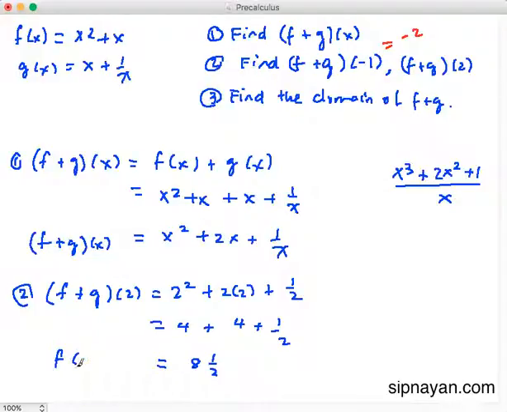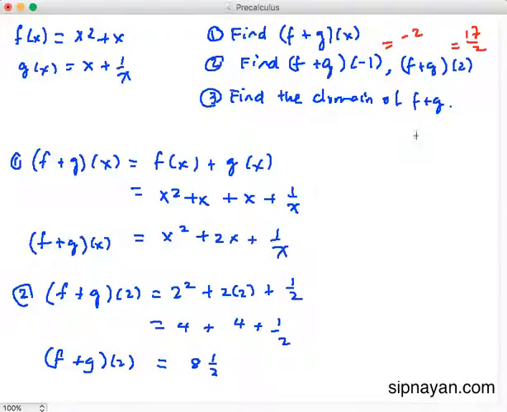F plus g of 2 is equal to 8 and 1 half, or 17 over 2. Tama na yung 8 and 1 half, no? Pero usually, pag mga ganito, mas preferred ko yung improper siya. So, depende sa teacher nyo yan. Tanong nyo sa teacher nyo kung ano yung mas preferred niya na sagot. Minsan kasi, pag mga teacher, usually, ang gusto nila is mixed fraction.